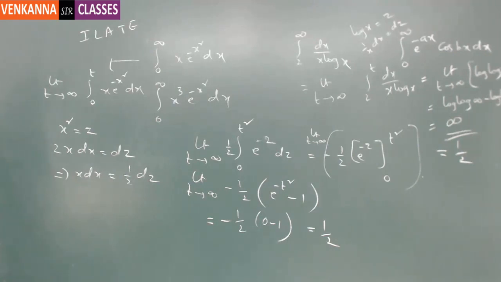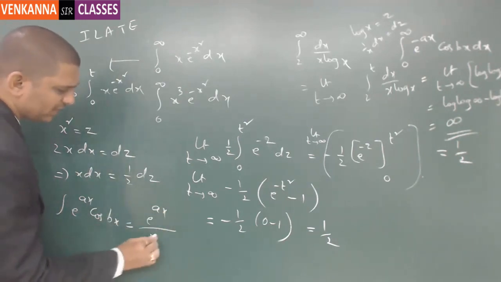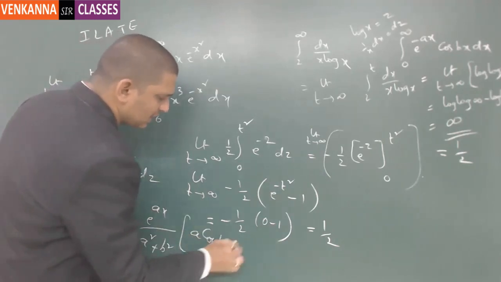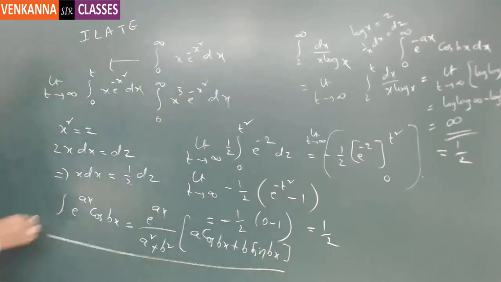And for the third one, you have a formula. So the formula will be like this. You are going to get integral e power ax into cos bx is equal to e power ax by a square plus b square into a cos bx plus b sin bx. You can make use of this formula for the third problem. Integral 0 to infinity e power minus ax into cos bx dx.